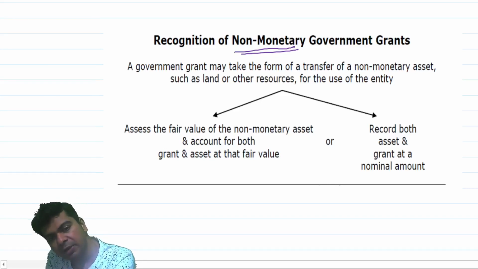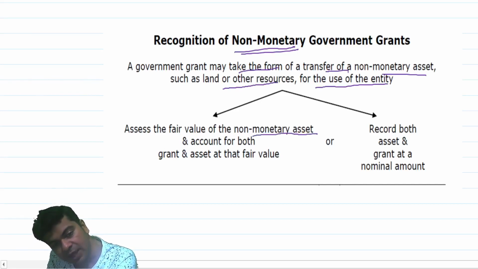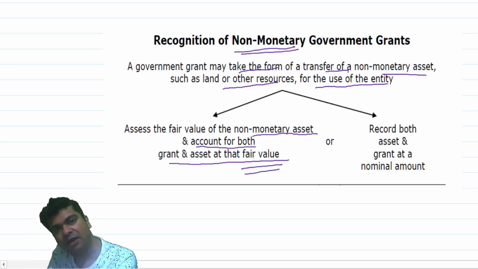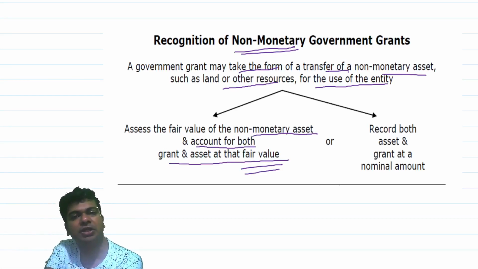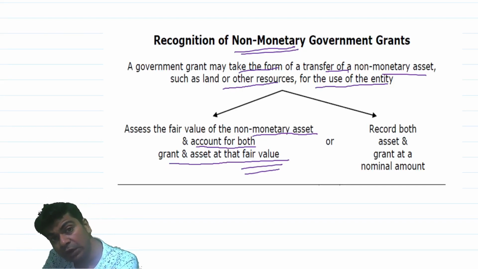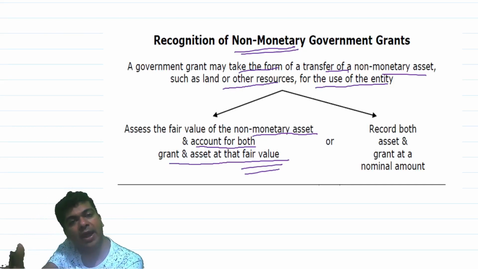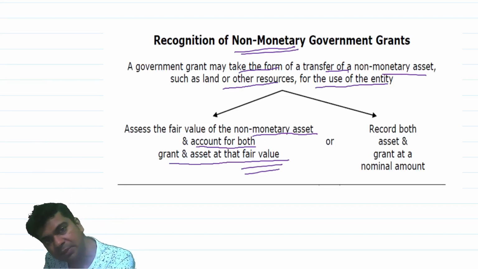A government grant may take the form of a transfer of a non-monetary asset such as land or other resources for the use of the entity. Assess the fair value of the non-monetary asset and account for both grant and asset at that fair value. I am getting land worth 1 crore of rupees free of cost. I will record land in my balance sheet at 1 crore. I will record the grant also at 1 crore. But then I will not leave the grant at 1 crore forever. I will take transfers from it to my P&L.